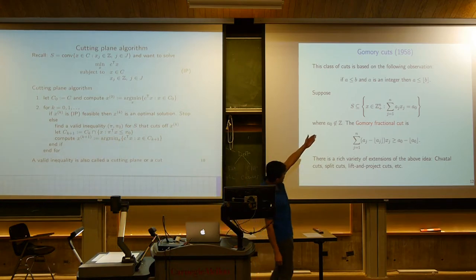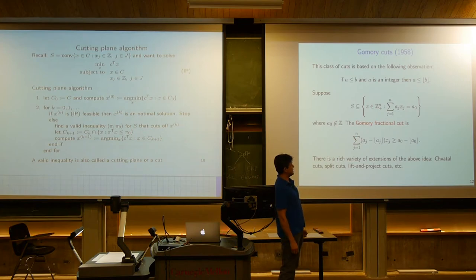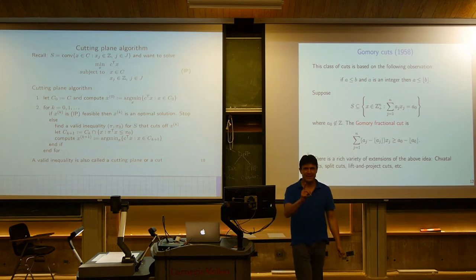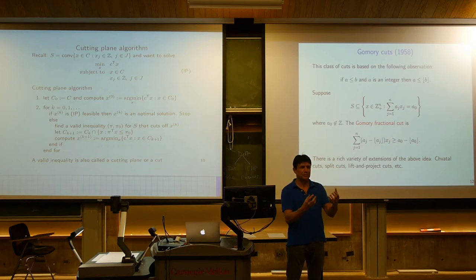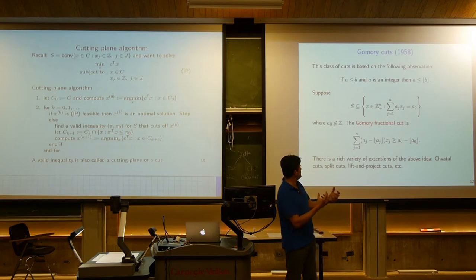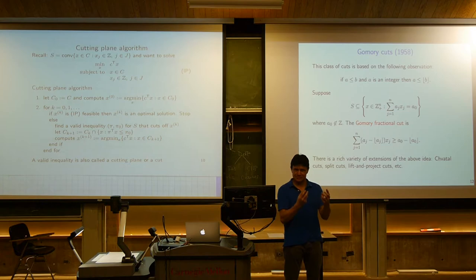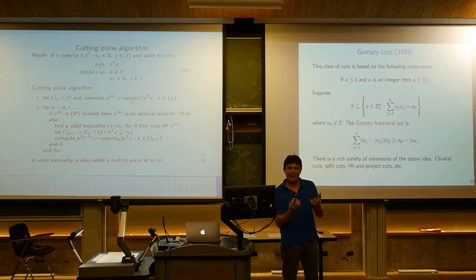So what Gomory did nearly 60 years ago was based on the following incredibly simple observation. Suppose that you have an inequality, A less than or equal to B, and you know that A is integer, because, for example, A is a combination of your integer variables, so it has to be integer. Suppose you know that A less than or equal to B has to hold, and A is integer. Then you can round B down, and that still has to hold.